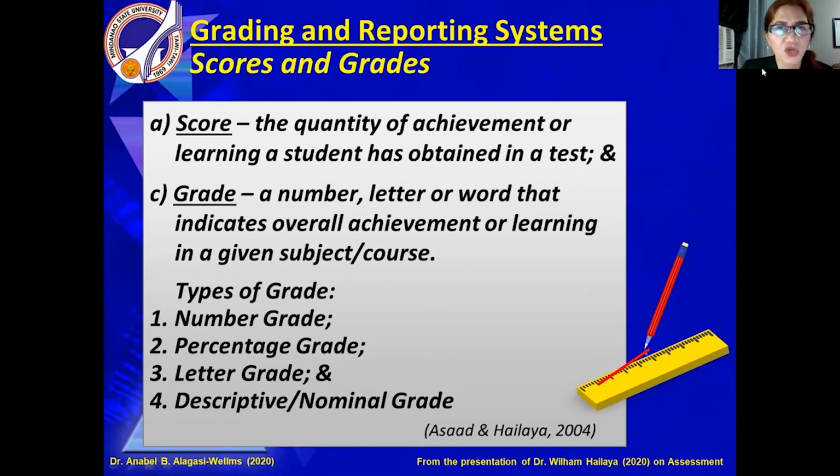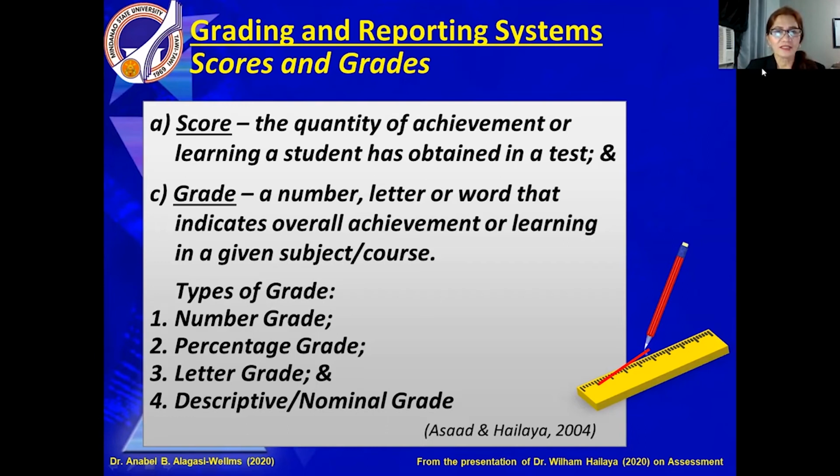Now let's look at the score. The score is the quantity of achievement or learning a student has obtained in a test. The grade is the number, letter, or word that indicates overall achievement or learning in a given subject or course.